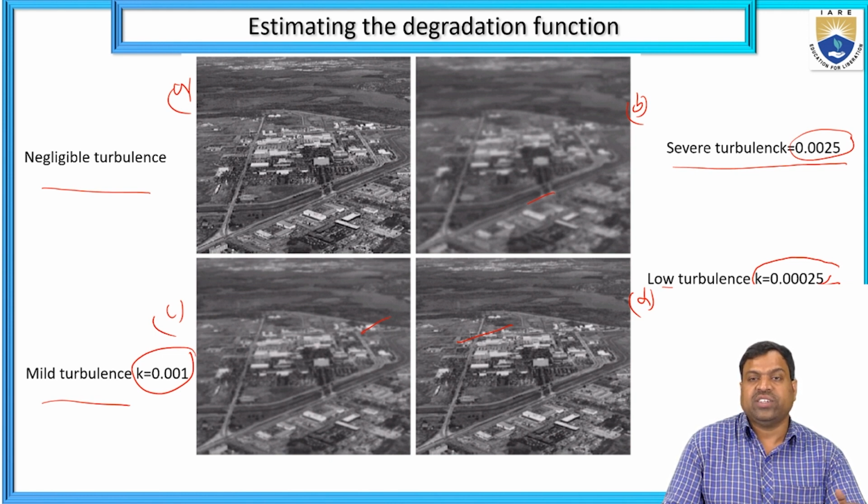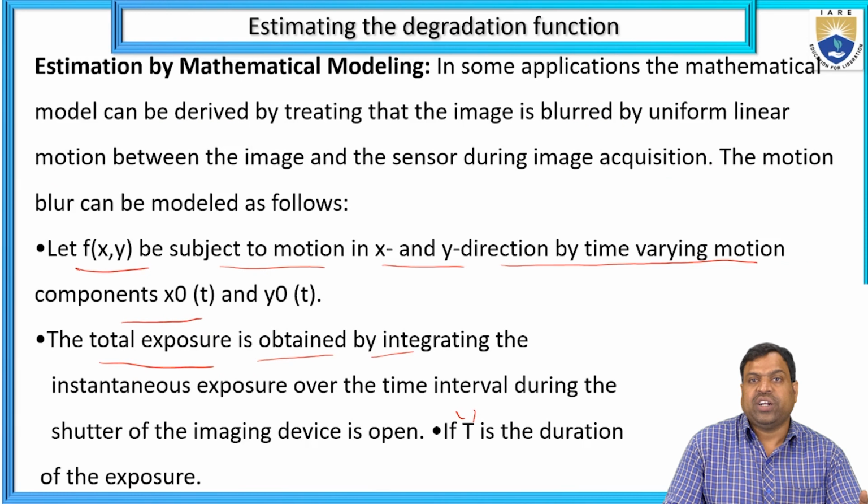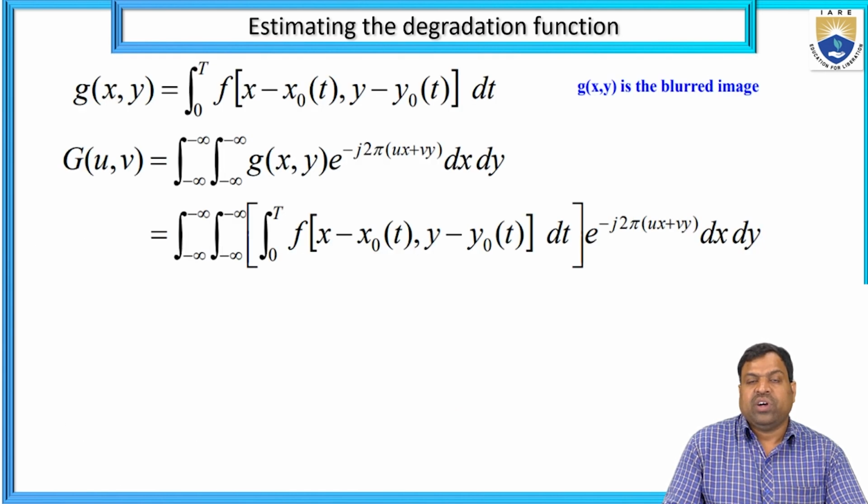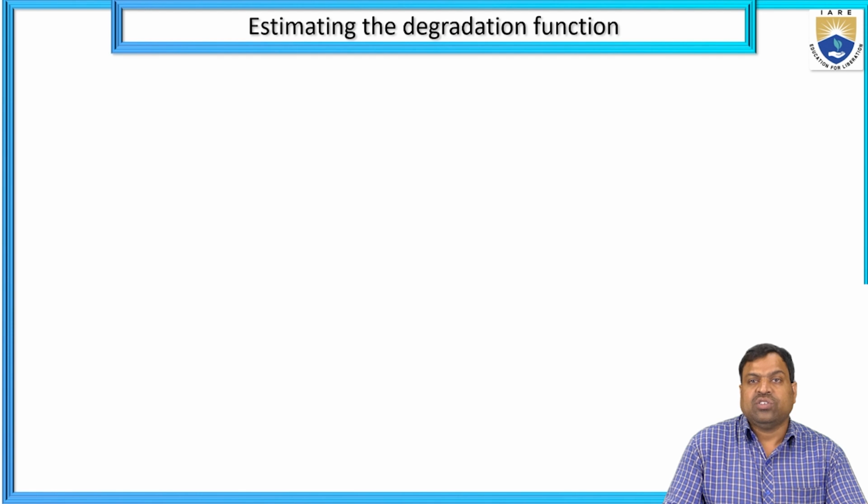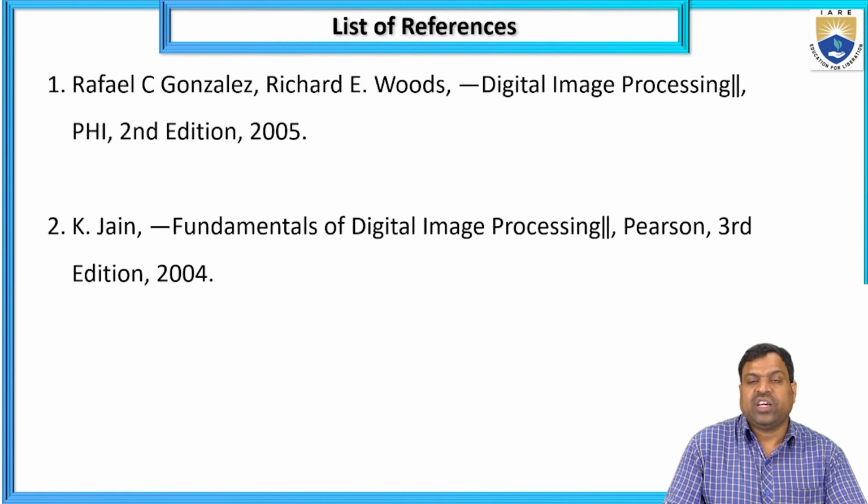In figure A, it is a negligible turbulence, equal to 0 turbulence value. This is estimating a degradation function. It is a mathematical function with x and y directions with a time varying motion, that is x naught of t and y naught of t. It is the equation for the output g of x comma y and the degraded output g of u comma v. So these are about estimating the degradation function.